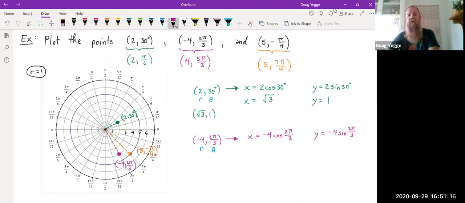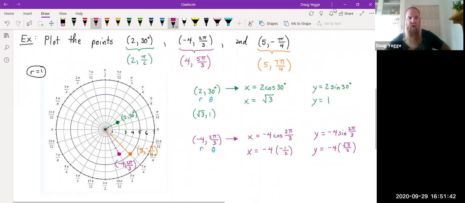Okay, well, cosine of 2 pi over 3, remember that's a second quadrant angle and it's negative. So we know that that's -4 times -1/2. While my sine value at 2 pi over 3 is going to be the y value at 2 pi over 3, or positive root 3 over 2. Which would mean that based on this, we would get an x coordinate of 2, and we would get a y coordinate of -2 root 3.